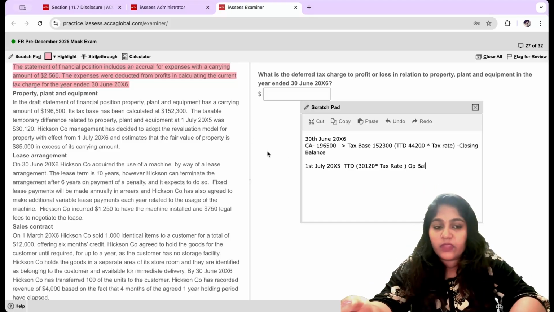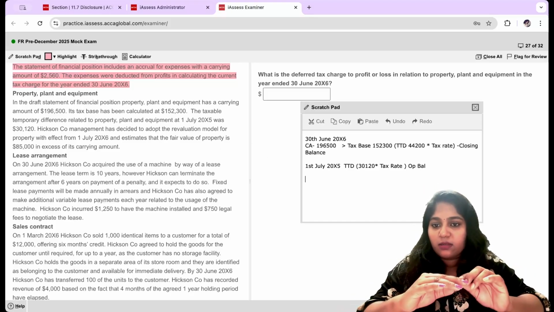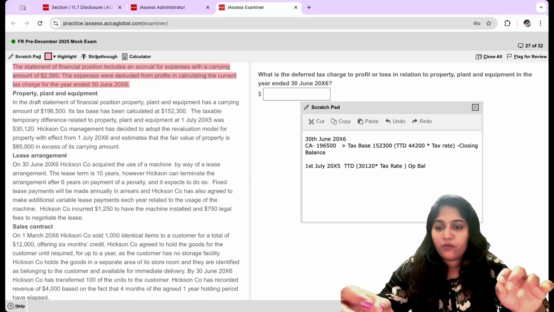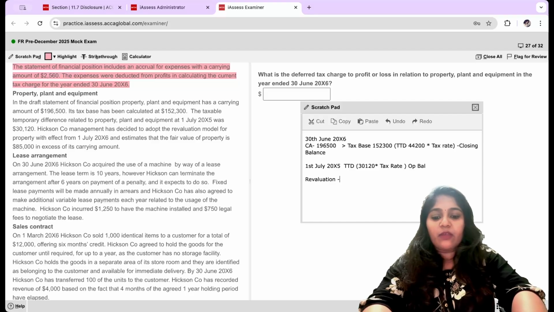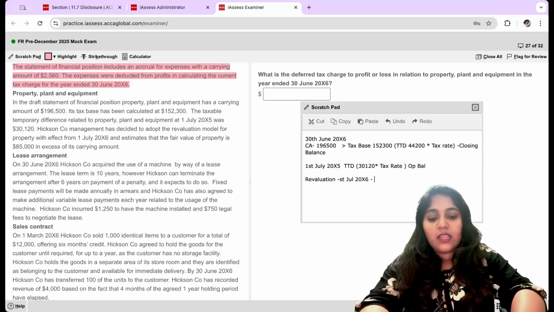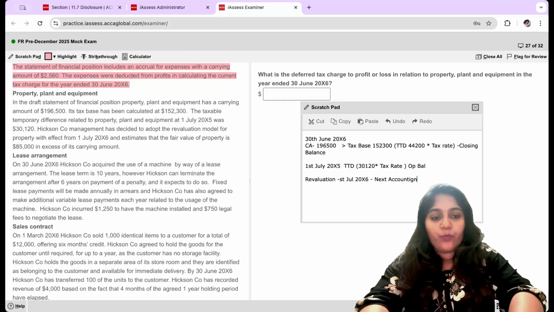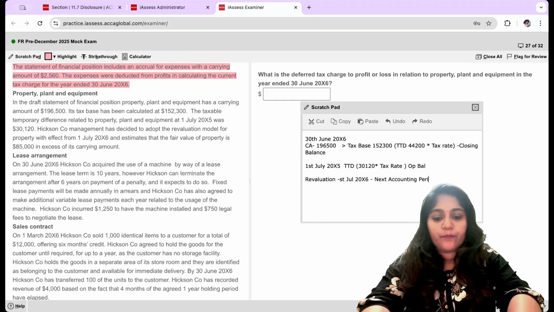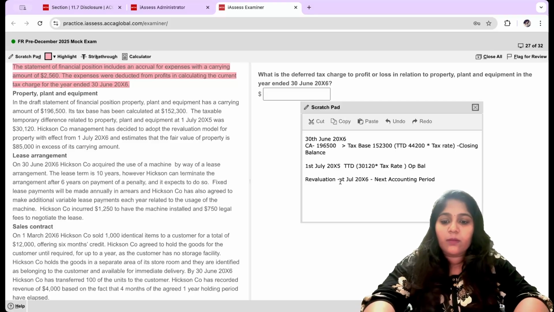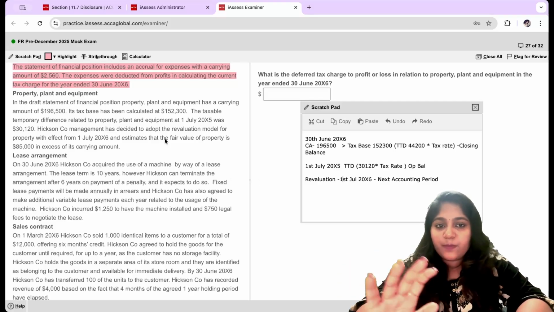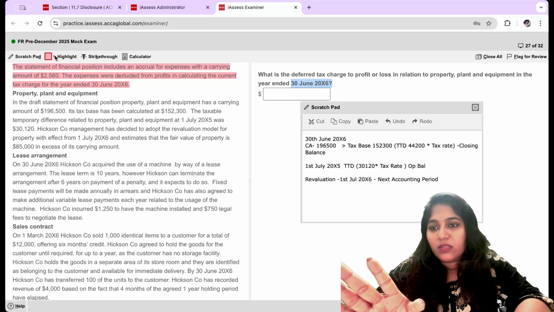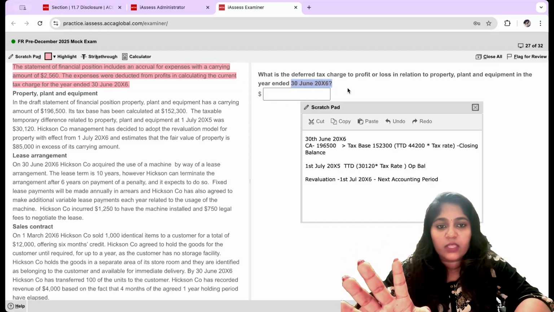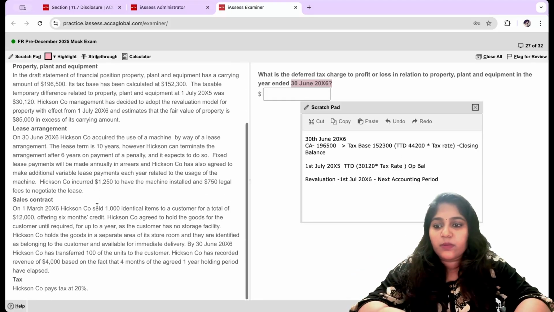Now after that, Hickson company management has decided to adopt the revaluation model for property. This is where we go wrong. Revaluation is happening from 1st July 20X6, that is the next accounting period, not the current accounting period. Irrespective, look at the question. The question is 30th June X6. I don't bother about the revaluation. All I have to care about is the current year taxable temporary differences.